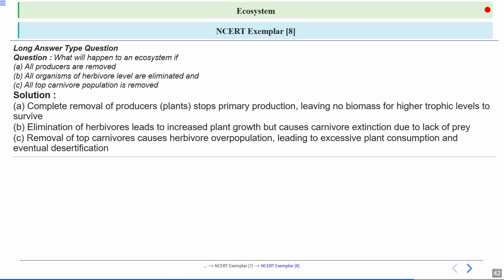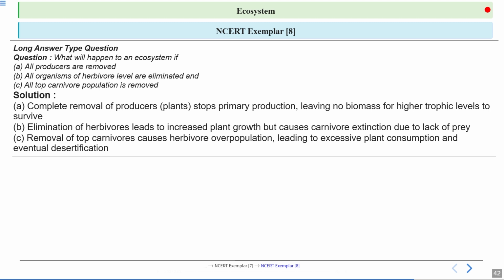So this surge in herbivore numbers would lead to overgrazing, where the animals consume plants at a faster rate than they can regenerate, damaging the vegetation. So you can see if the number of herbivores increases, then it can lead to overgrazing. Okay, so no plants will be left, meaning there will be very little producers. So the ecosystem will collapse again.